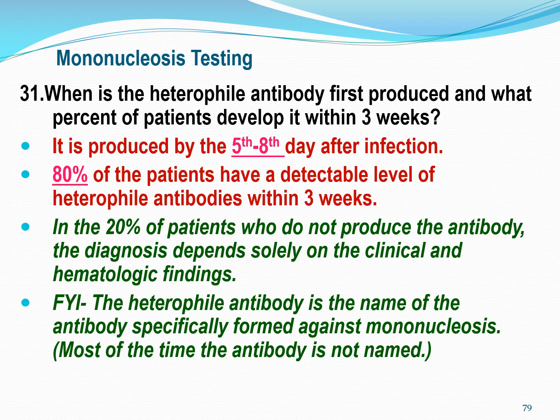Okay, so when is the heterophile antibody first produced, and what percent of patients develop it within 3 weeks? So it's produced by the 5th to 8th day after you're infected, right? 80% of patients have a detectable level of the antibody within 3 weeks. In the 20% of patients who do not produce the antibody, that diagnosis depends solely on the clinical and hematological findings. There are 20% of those patients that just are not detectable. It does not mean they don't have it, okay? The heterophile antibody is the name of the antibody specifically formed against mononucleosis. Most of the time, the antibody is not named.